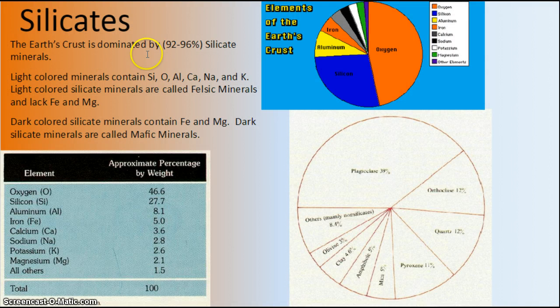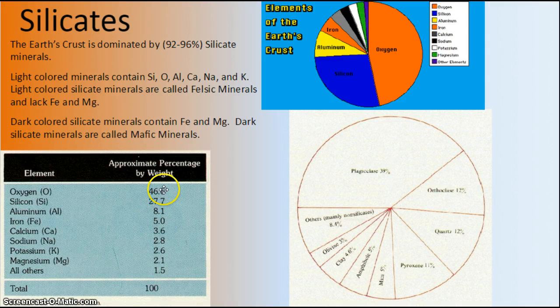So the Earth's crust is dominated by about 94% silicate minerals. So that makes silicate chemistry significant. That's simply saying that the majority of minerals within the Earth's crust, right? We're studying the surface of the Earth, and that's in the form of its crust. It's just dominated by silicon and oxygen.